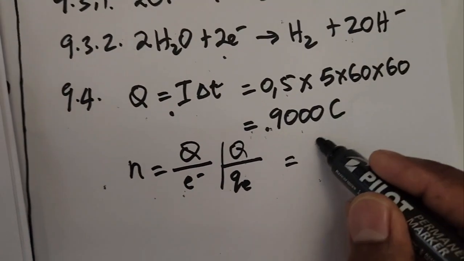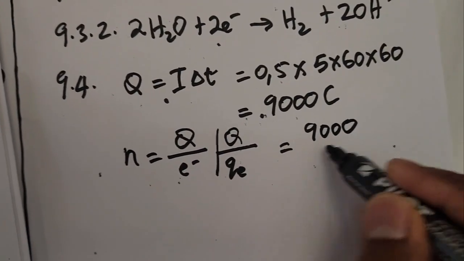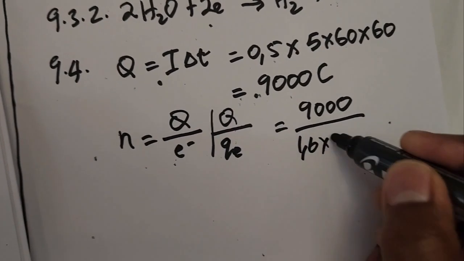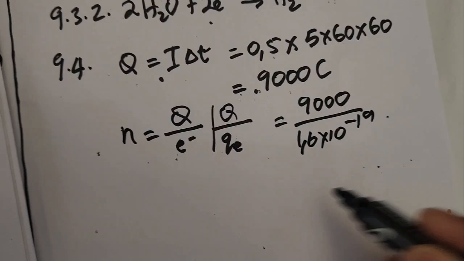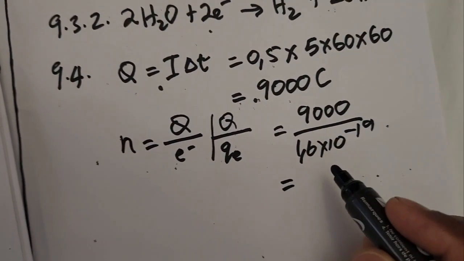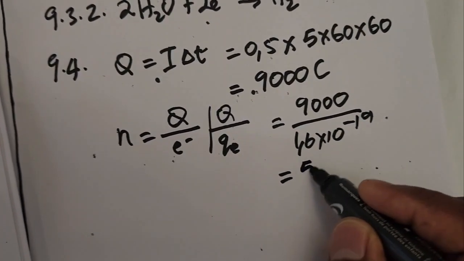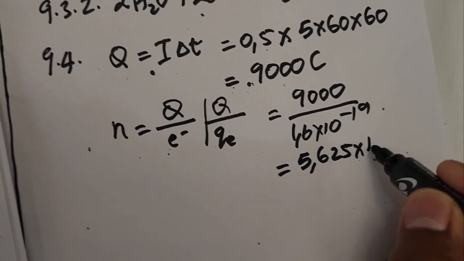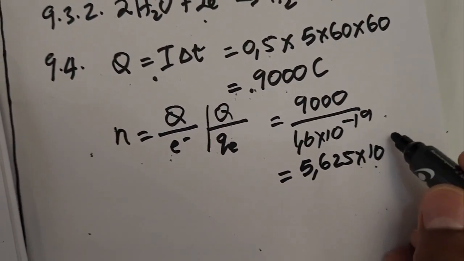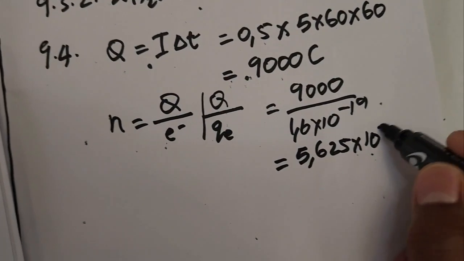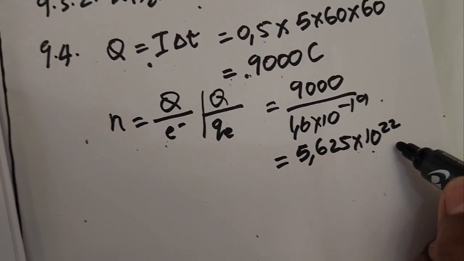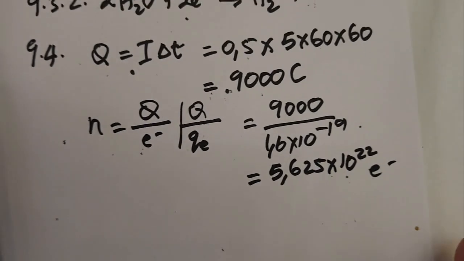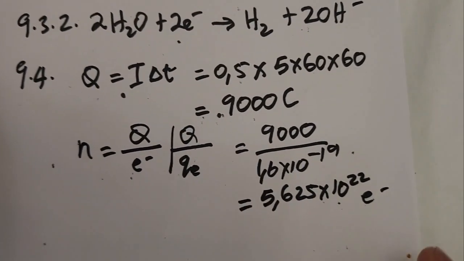Charge is 9,000. 9,000 divided by elementary charge, 1.6 by 10 to exponent minus 19. Therefore, the number of electrons here will be 5.625 by 10 to exponent 22 electrons. Now, this will be the number of electrons in that charge, this one of 9,000.